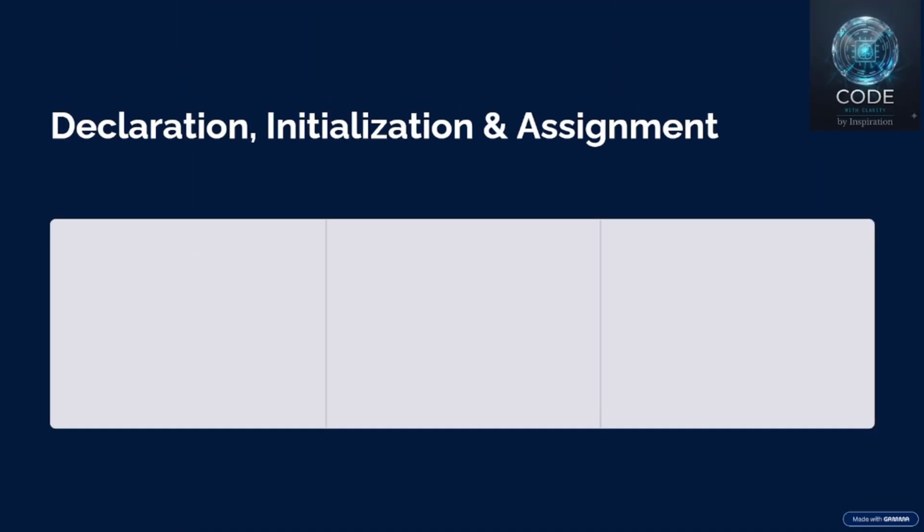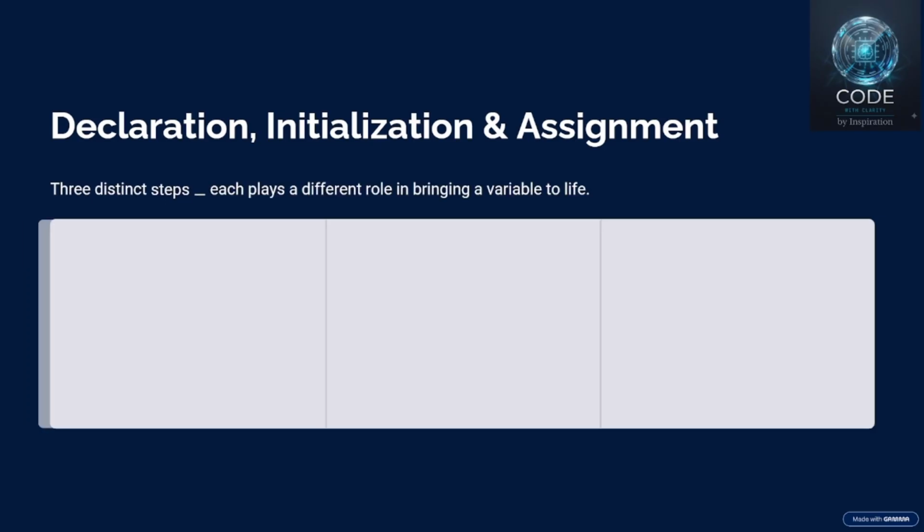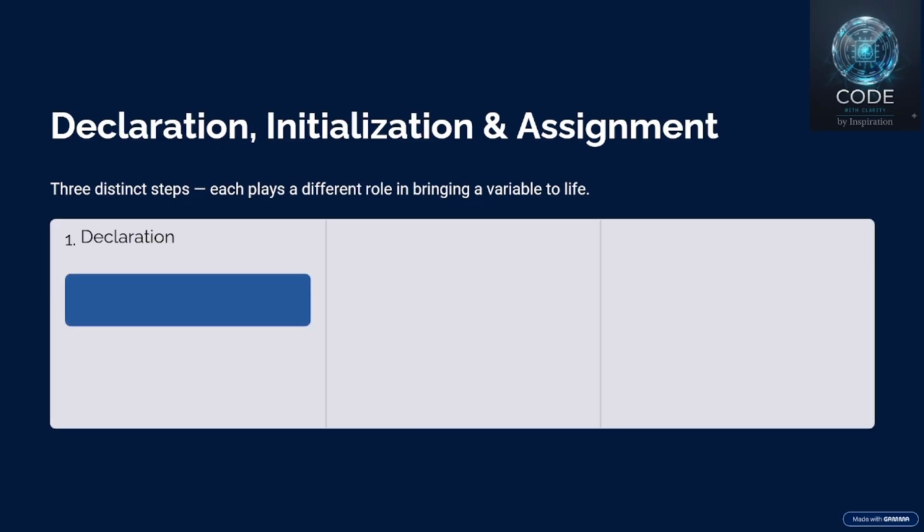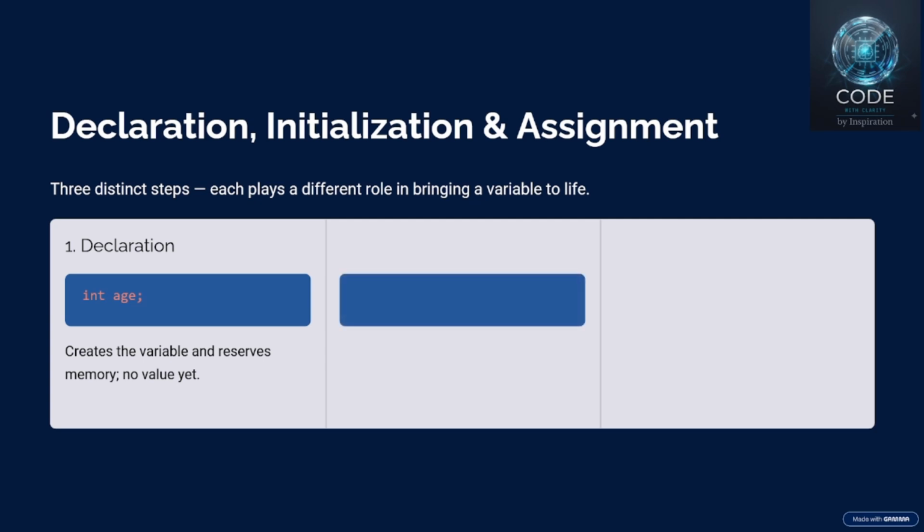Now, declaration. First, suppose I write int age semicolon. Here I am declaring a variable called age. In simple words, I am telling C that I need a variable named age. At this point in our example, we haven't given it a value. Okay, we haven't given any value here, we have only declared the variable name, int age. So this is called a declaration.